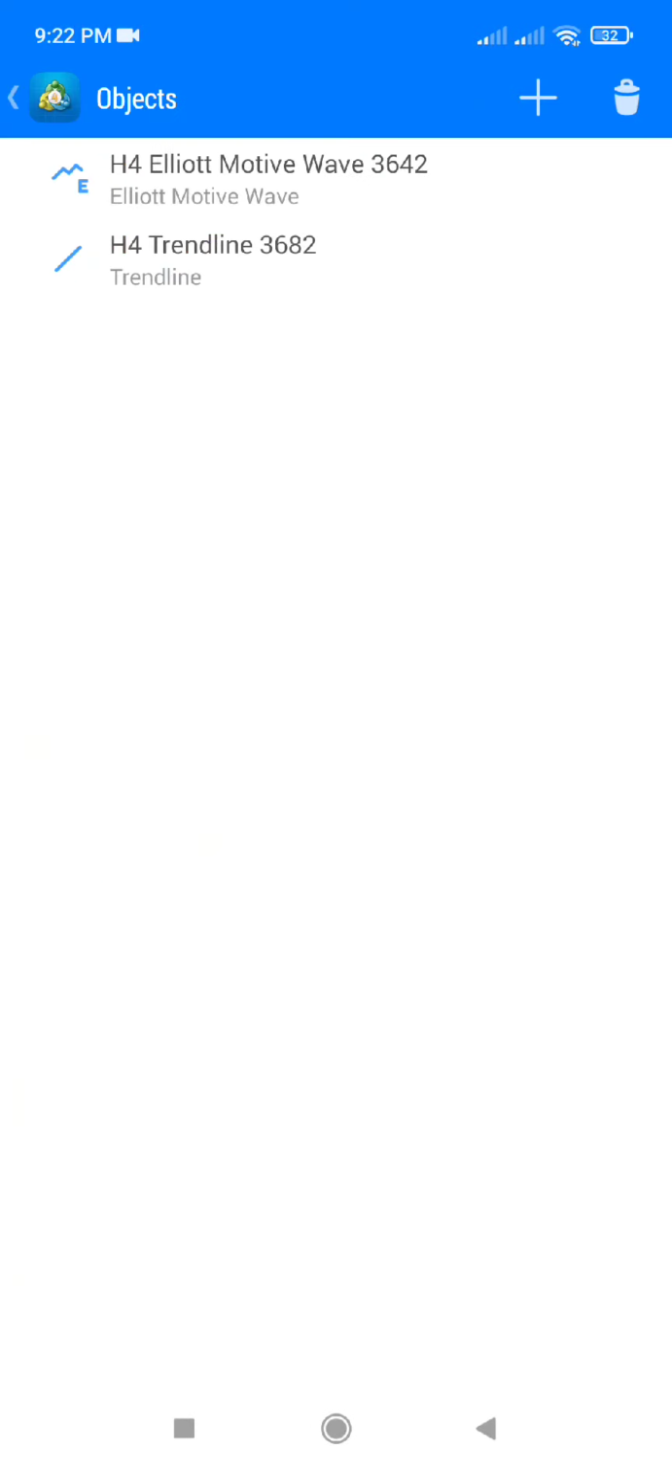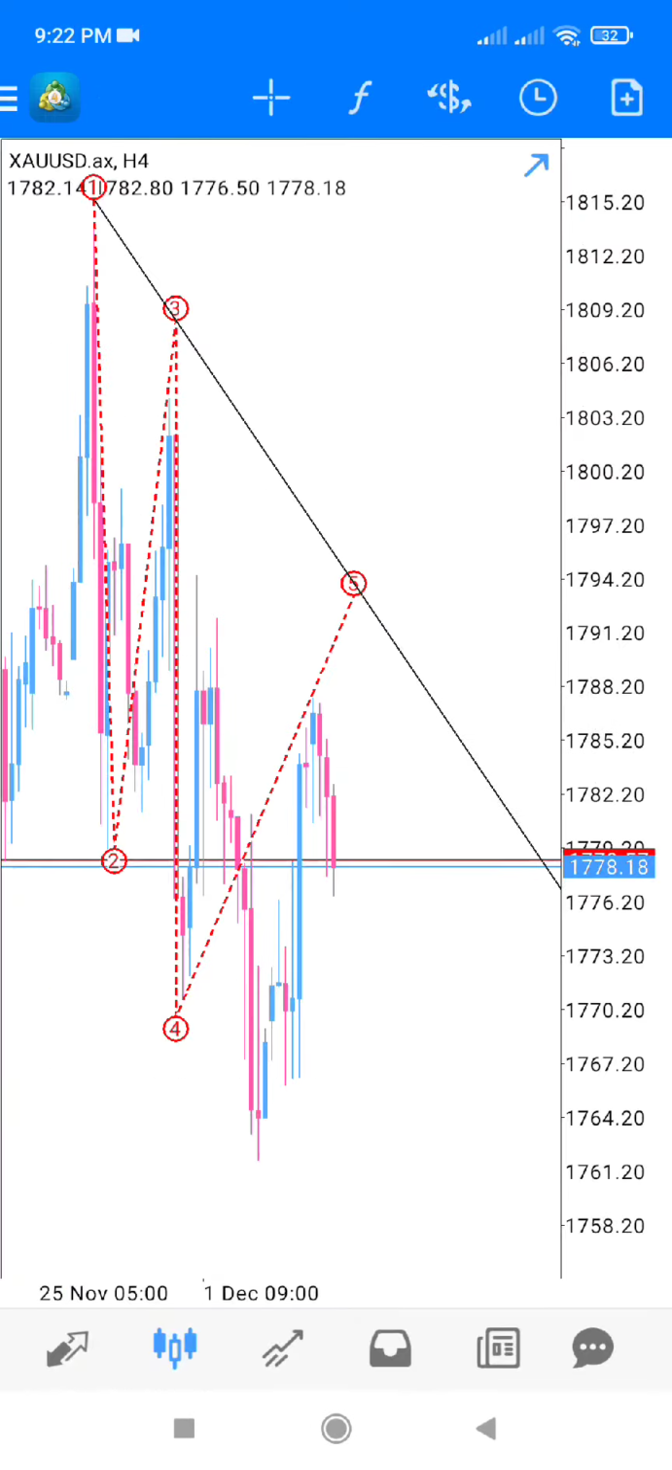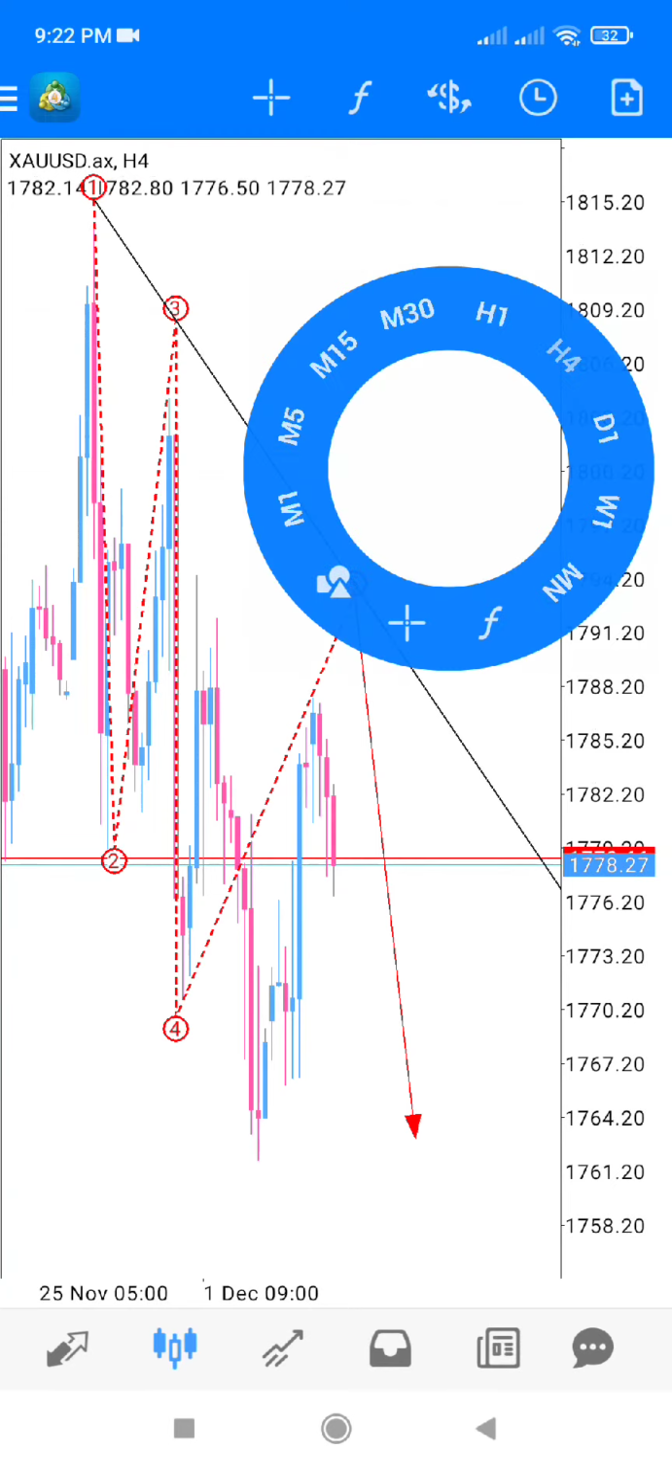Last step, we determine the support and resistance that occur at the trend line. Look at the left to find the support or resistance. We can put a pending order and let the market do the rest.